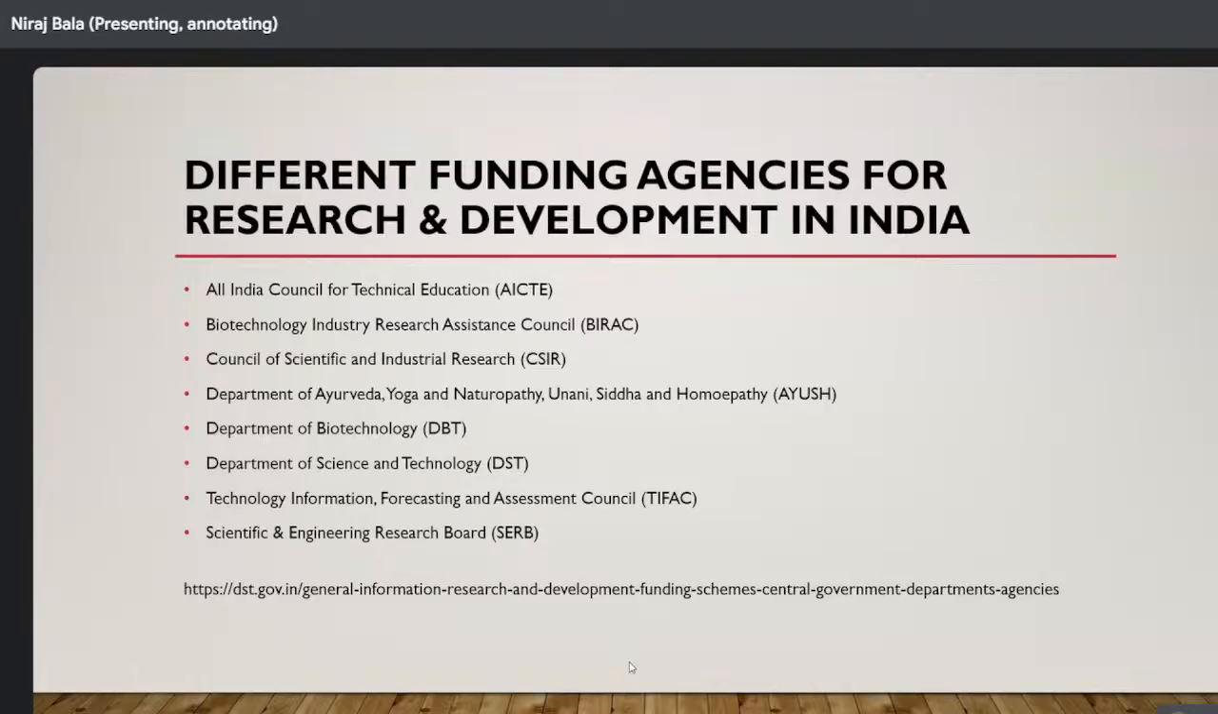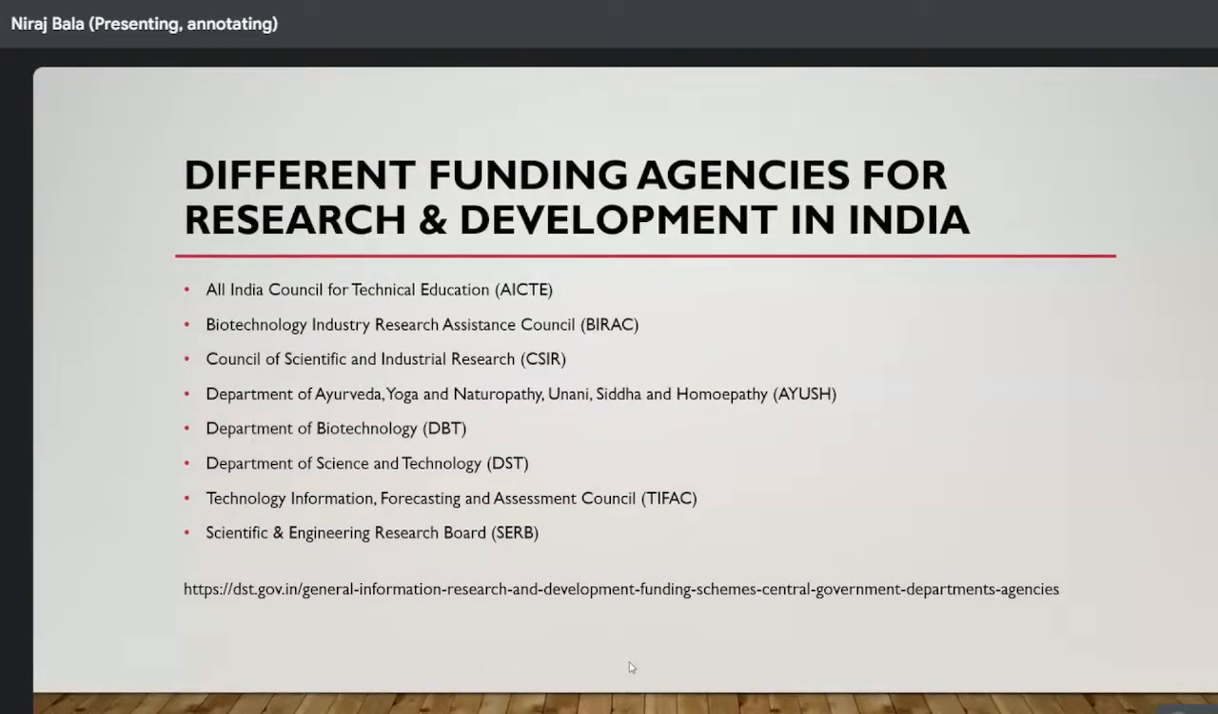So dear participants, most of these names you must be aware of. All India Council for Technical Education, AICTE; Biotechnology Industry Research Assistance Council, BIRAC; Council of Scientific and Industrial Research, CSIR. Then we have Ayurveda, Yoga and Naturopathy, Unani, Siddha and Homeopathy, which we call Ayush. They are also giving a lot of grants.